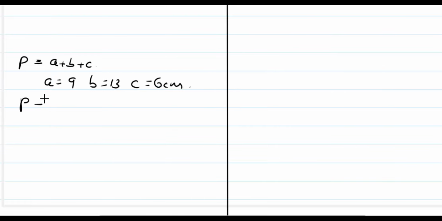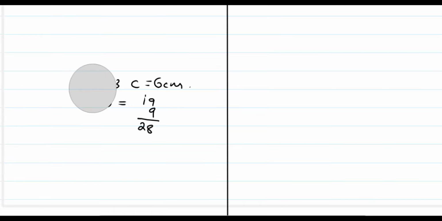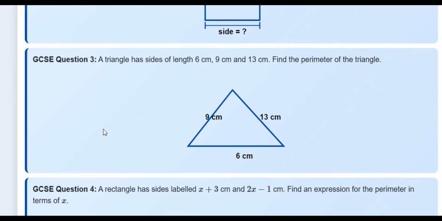So you are told to find the perimeter. Perimeter P will be the addition of all these, which will be 9 plus 13 plus 6. 6 plus 13 is 19. So it will be 19 plus 9. 9 plus 9 is 18, carry 1, so it will be 28. So it will be 28 centimeters. That is the perimeter of that triangle. So we can go to the next question. I'm going fast because we have already covered all these concepts in lesson 1 through to lesson 9. So can we go to question 4?